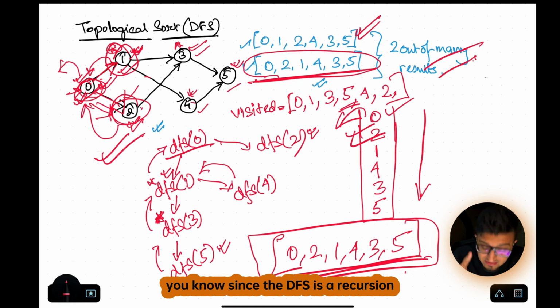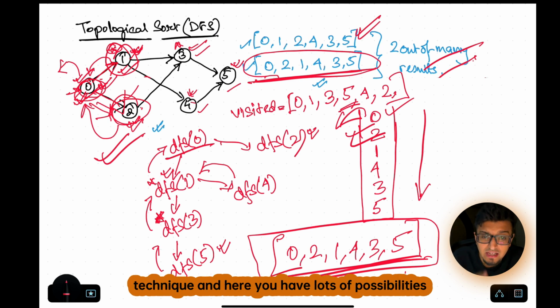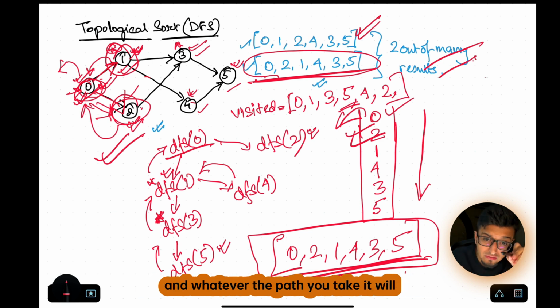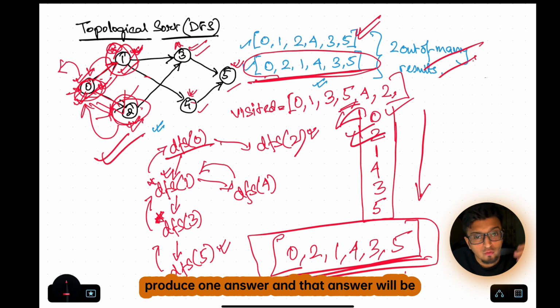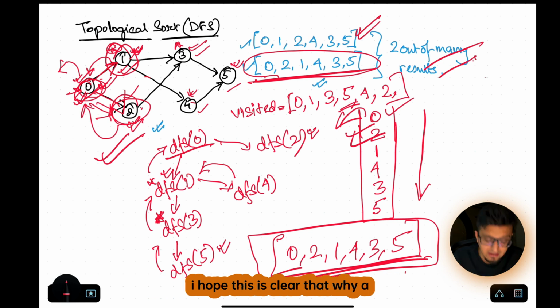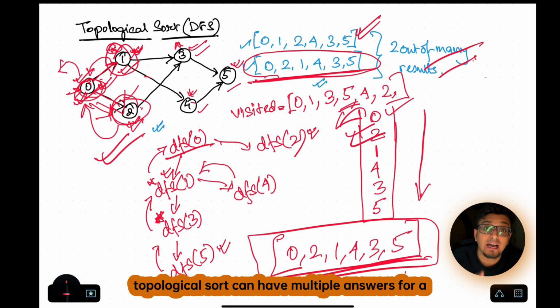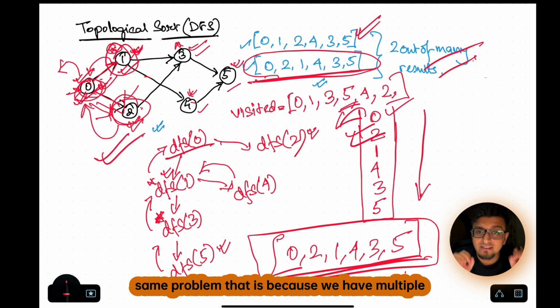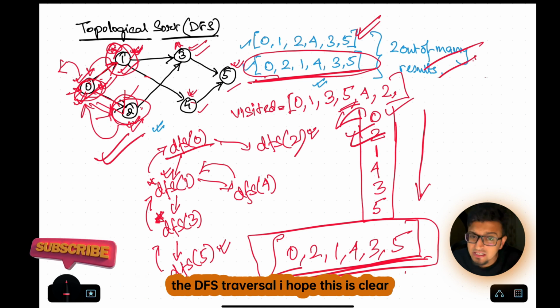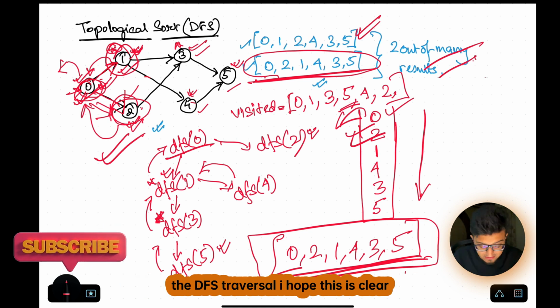Since DFS is a recursion technique, you have lots of possibilities to traverse. Whatever possibility you have and whatever path you take, it will produce one answer, and that answer will be one of the topological sorts for your graph. I hope this is clear, why a topological sort can have multiple answers for the same problem. That is because we have multiple options or multiple recursion paths to follow during the DFS traversal.